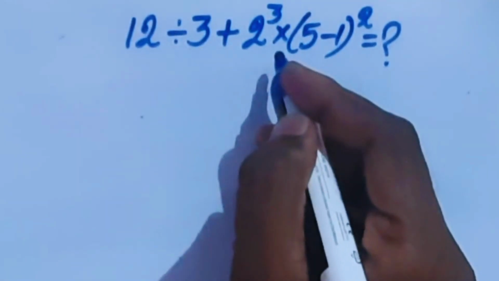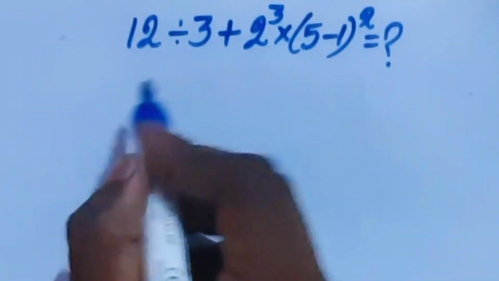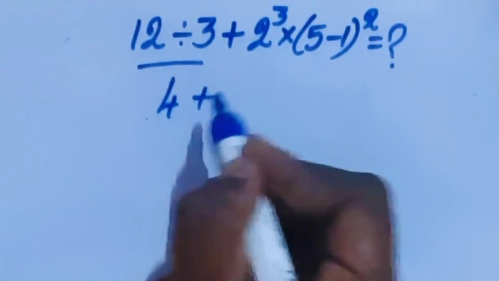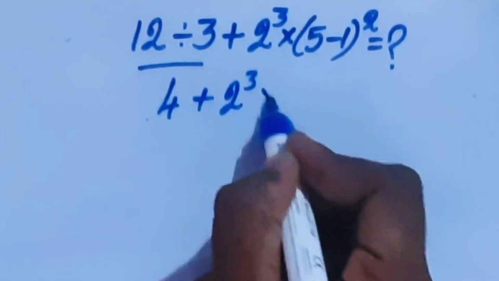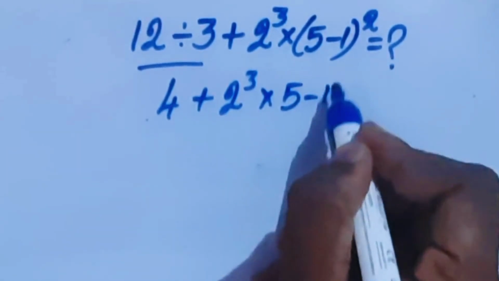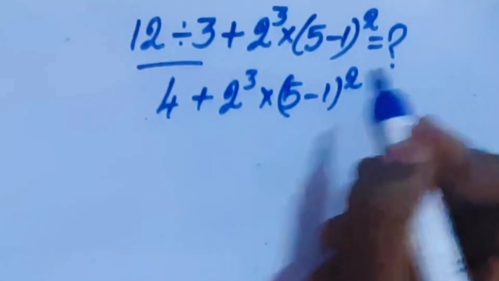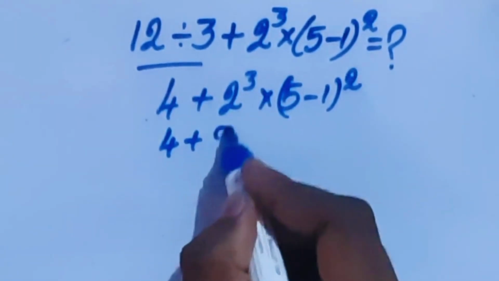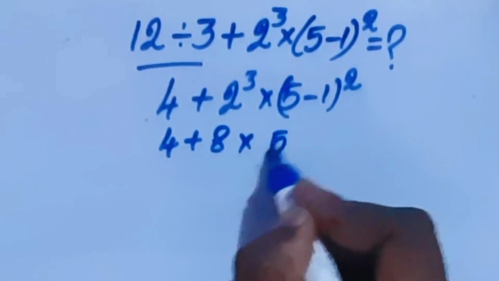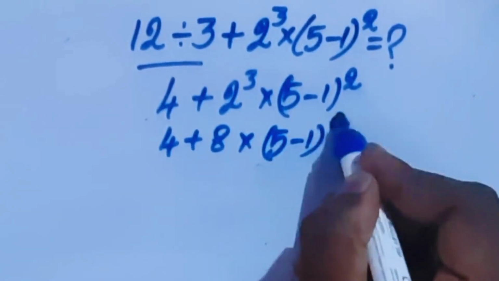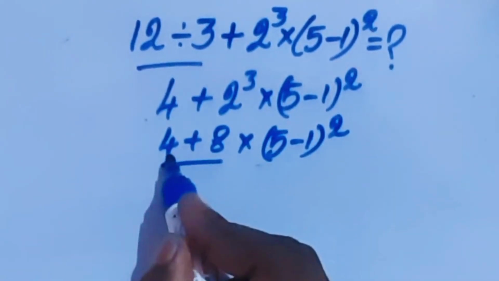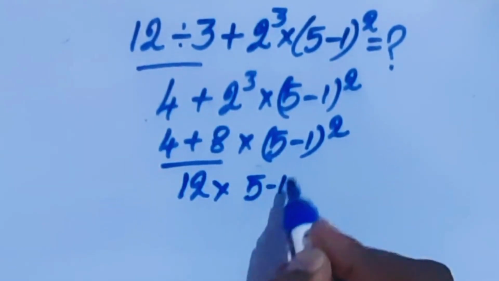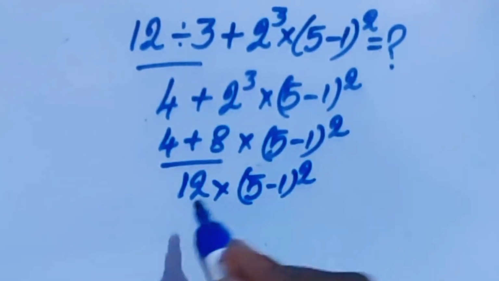Hello viewers, most of them get the answer 192 for this problem, in the wrong order. Here 12 divided by 3 is 4, plus 2 power 3 times (5 minus 1) in bracket, whole power 2. Here 4 plus this 2 power 3, which is 8, times (5 minus 1) in bracket, whole power 2. Here 4 plus 8 is 12, times (5 minus 1) in bracket, whole power 2.